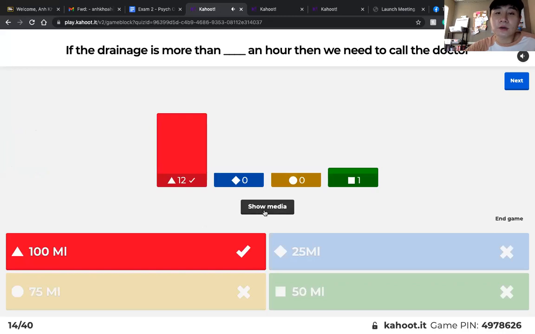Awesome, guys. So if there's a question about the patient having 120 ml or something like that from the chest tube, what is the first thing that the nurse needs to do? We need to call the doctor.